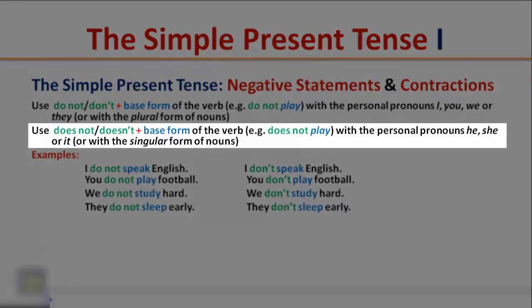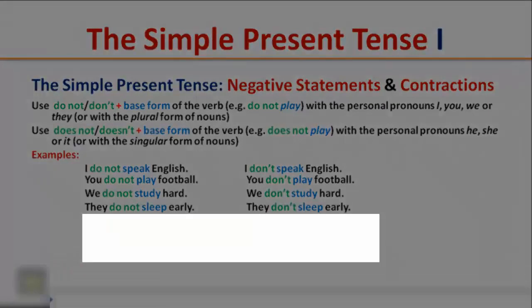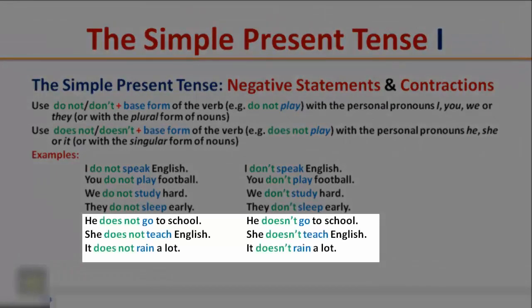Use does not plus base form of the verb or doesn't plus base form of the verb, for example, does not play, with the personal pronouns he, she, or it, or with the singular form of nouns. Examples: he does not go to school. He doesn't go to school. She does not teach English. She doesn't teach English. It does not rain a lot. It doesn't rain a lot.